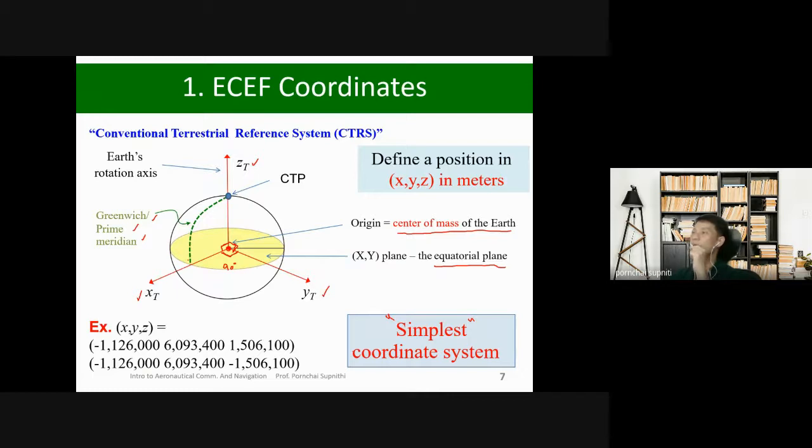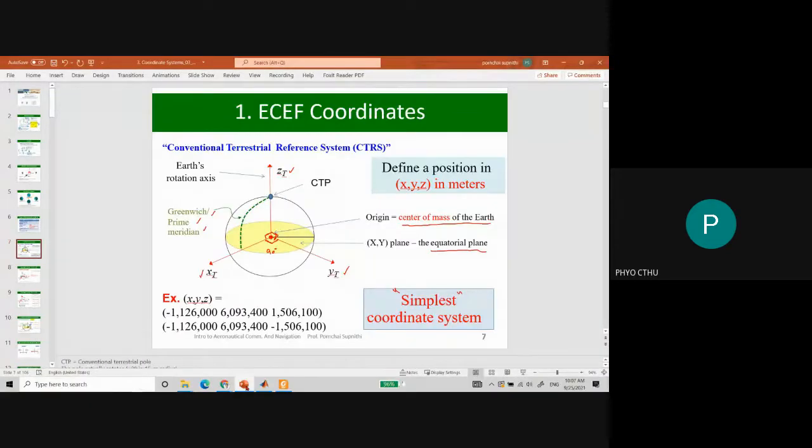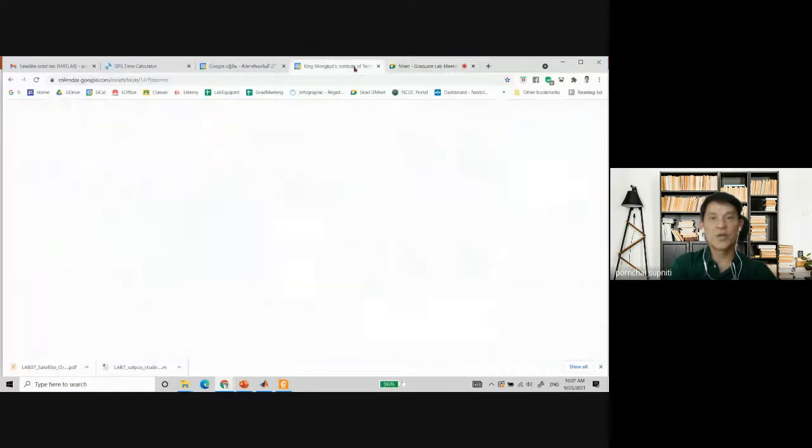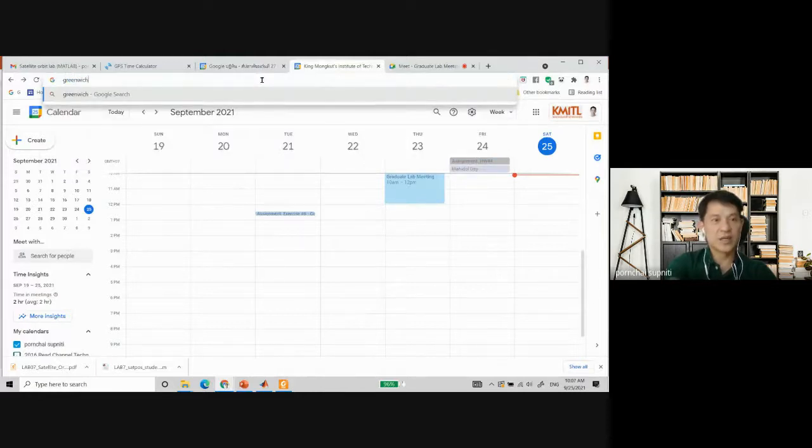Do you know where the Greenwich line is? Which country is that located in? Pio, have you heard of the Greenwich line? Yes, I have. Do you know where that is? Can you guess? Which country? Let me check. England, UK? Yep, UK.